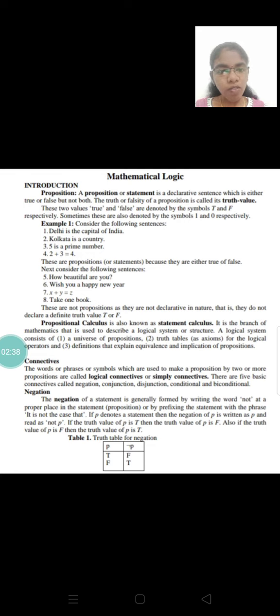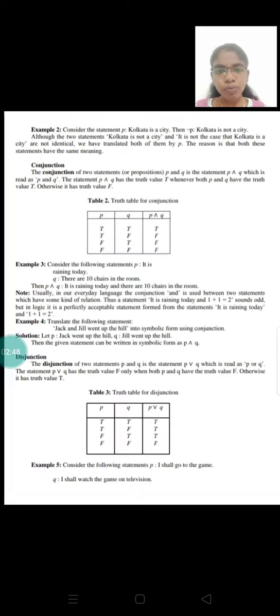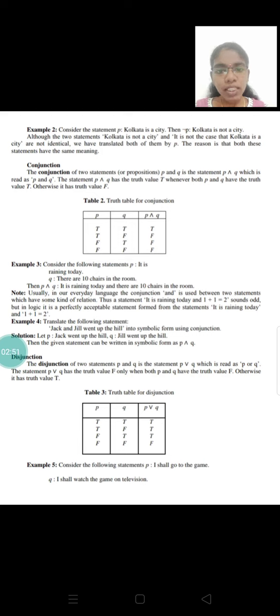Table 1: truth table for the negation. P and negation P. If the P value is true, negation P is false. If the P value is false, negation P is true. For example, consider the statement P: Calcutta is a city. Then negation P is: Calcutta is not a city. Although the two statements, Calcutta is not a city and it is not the case that Calcutta is a city, are not identical, we have translated both of them by ¬P. The reason is that both these statements have the same meaning.